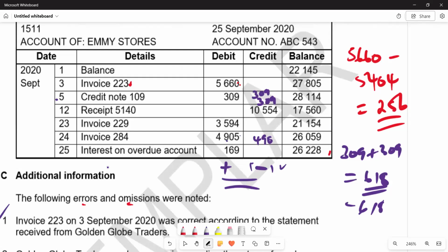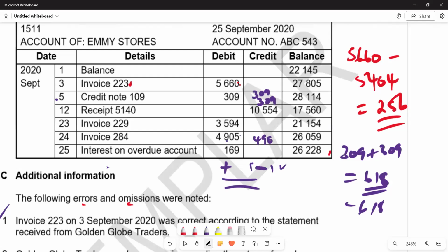So we are here, we are saying on the credit side it's a plus. Under the statement, we are going to have a plus 2,263. It is not going to affect our ledger. So we go to the last part of the question, which is information 7, which reads Golden Globe traders have correctly charged interest of 169 rands on the account.